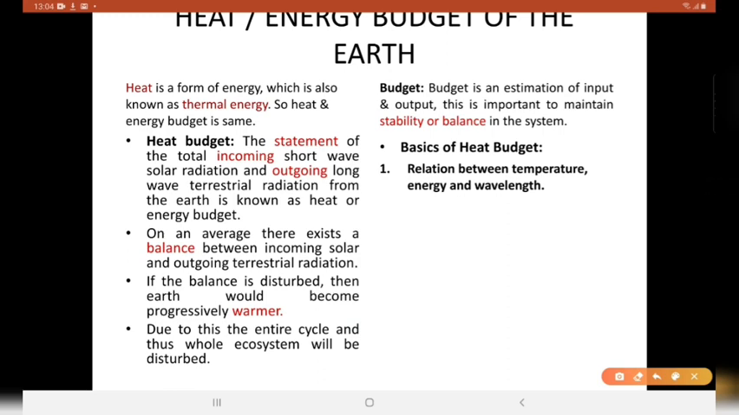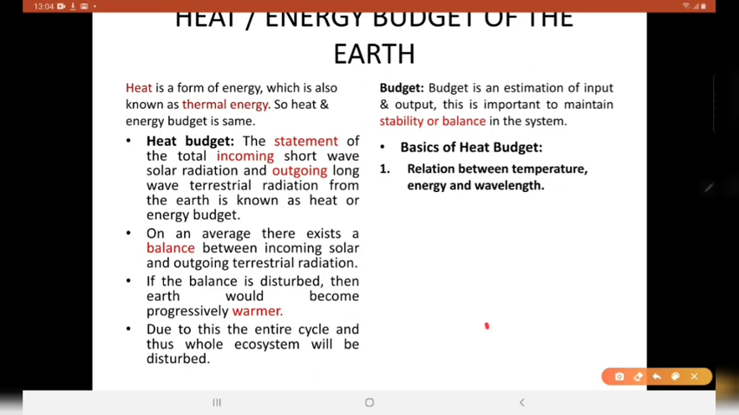Now, let us discuss what the heat budget of the earth is. This is the statement of the total incoming shortwave solar radiation and outgoing longwave terrestrial radiation from the earth. On an average, there exists a balance between incoming solar radiation and outgoing terrestrial radiation. If this balance is disturbed, you know what will happen? The earth would become progressively warmer.